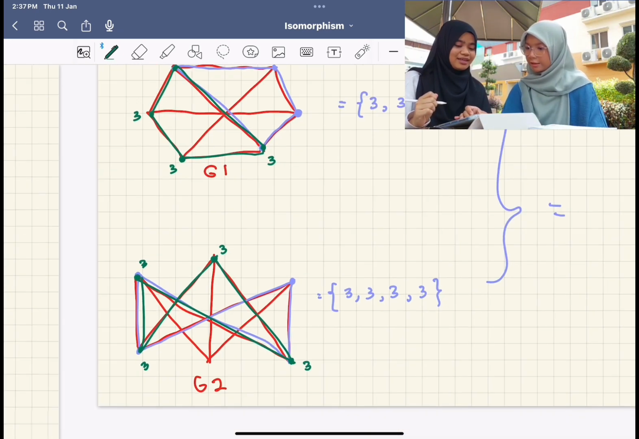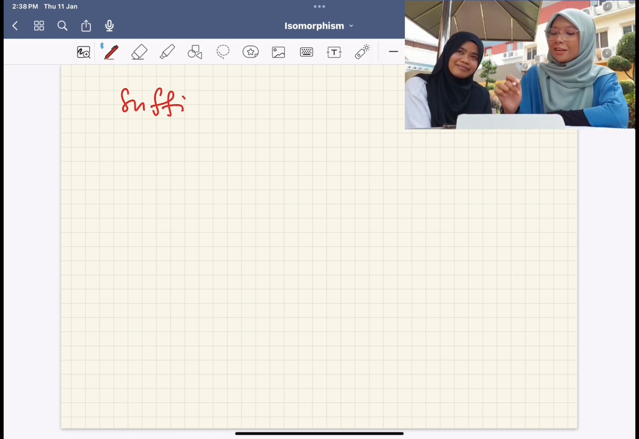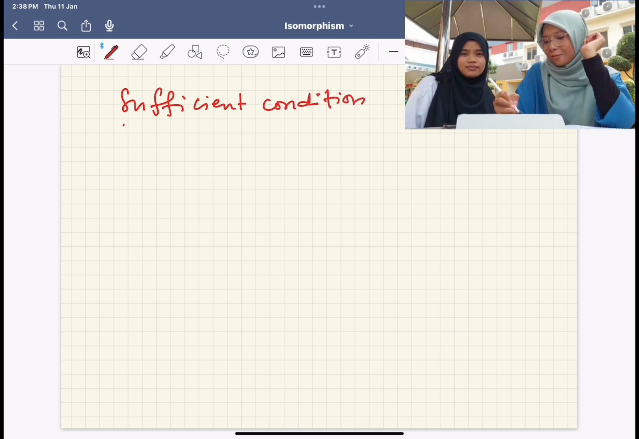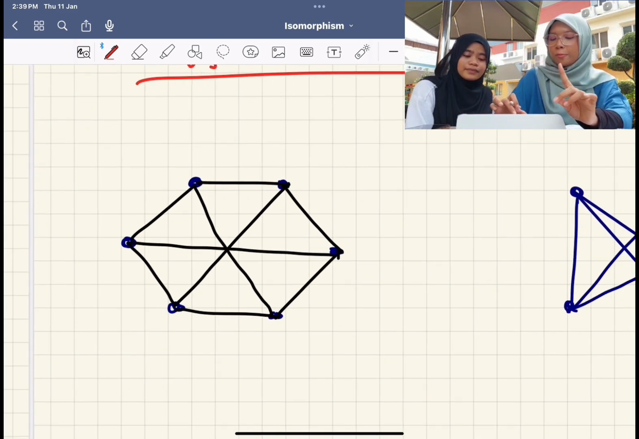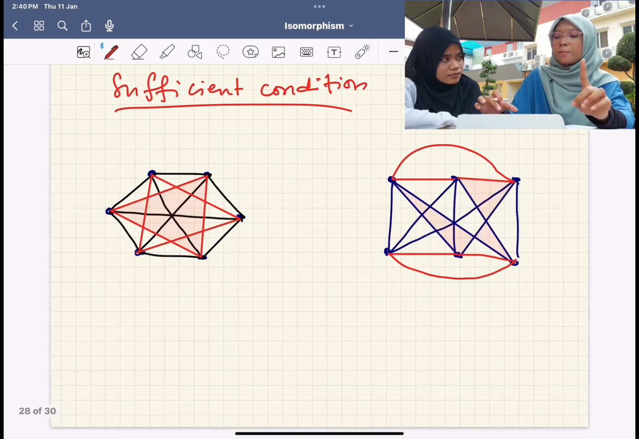Oh, I see. Since most of the graphs already satisfy the third condition, we still have another condition, the sufficient condition, where we need to do the complementary graph. Okay, we already have the graph. And how about the complementary? You need to draw the missing lines that haven't been drawn yet in the graph. Okay, this is the complementary of the graph.